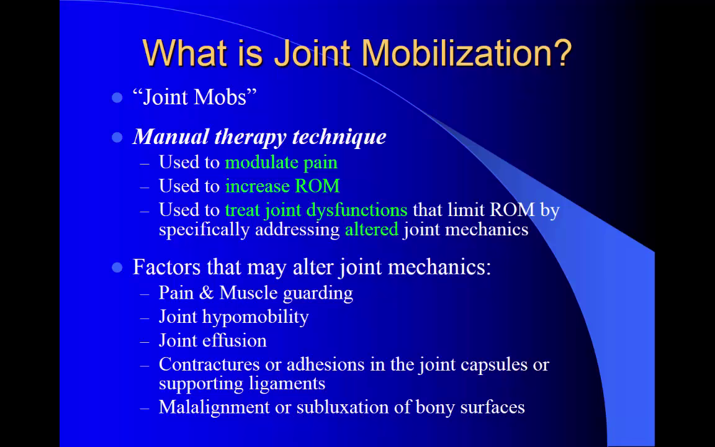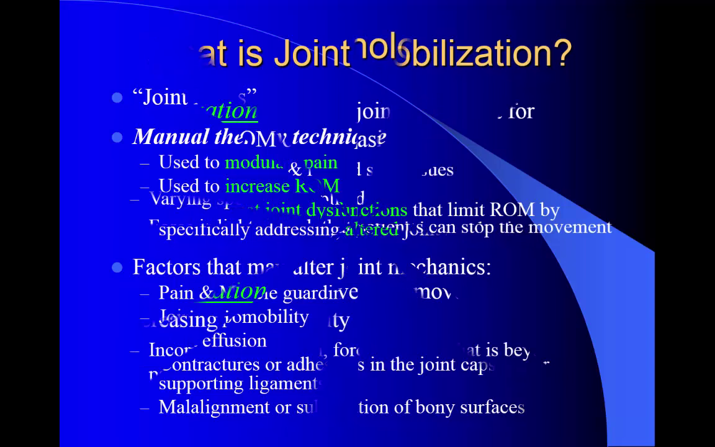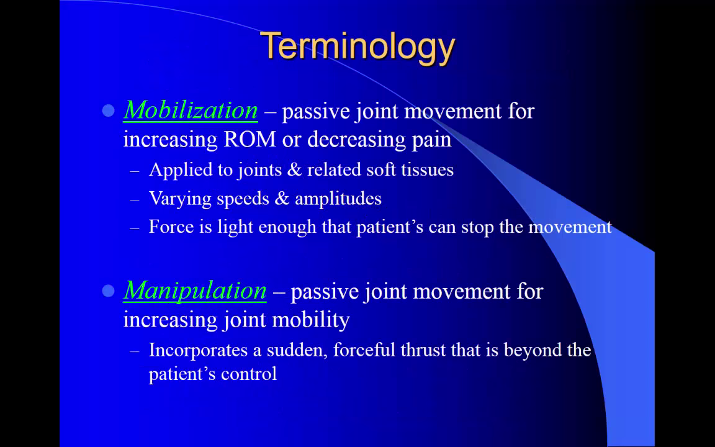Some factors that may alter joint mechanics include pain and muscle guarding, joint hypomobility, joint effusion, contractures or adhesions in the joint capsules or supporting ligaments, and malalignment or subluxation of bony surfaces. To help us understand joint mobilizations, it can be helpful to better understand the terminology that is associated with it.